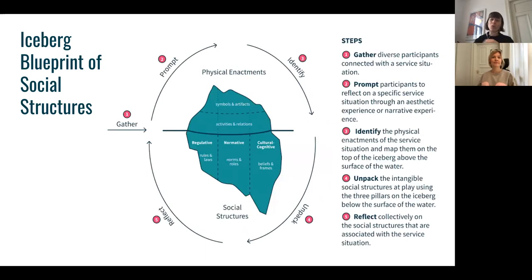So in order to use this iceberg blueprint, we identified 5 critical steps to moving through the process. The first is to gather diverse perspectives, then prompt reflection using a concrete situation or narrative. Then we move into identifying the physical enactments of the particular situation. And then using those enactments, we unpack the invisible social structures. And then we take a step back and reflect collectively on those social structures together.